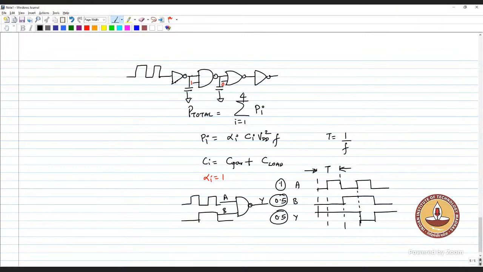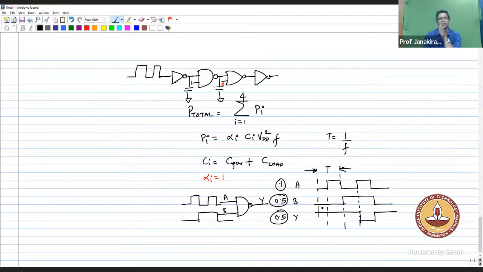Okay. You get me? You understand? So can you explain the last part about how we got 0.5 as the accuracy? No. So I am saying, don't be confused by the duty cycle. B has a duty cycle of 50%. A also has a duty cycle of 50%. All I am saying is, look at in how many clock cycles, in how many time periods is it making a transition from 0 to 1?